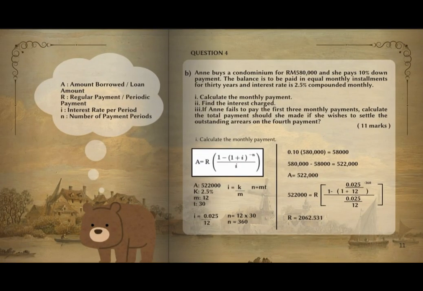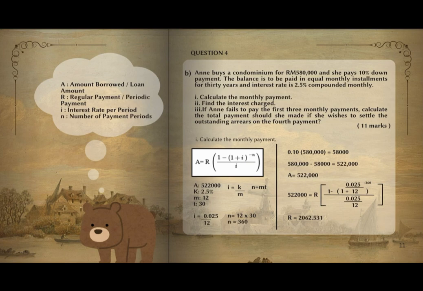For question B, she buys a condominium for RM 580,000 and pays a 10% down payment. The balance is to be paid in equal monthly installments for 30 years and the interest rate is 2.5% compounded monthly. For this question, we use the present value of an ordinary annuity formula. A equals R multiplied by (1 minus (1 plus I) raised to the power of negative n) divided by I. A represents the amount borrowed, R represents the monthly payment, I represents the interest rate per period, and N represents the total number of payments.